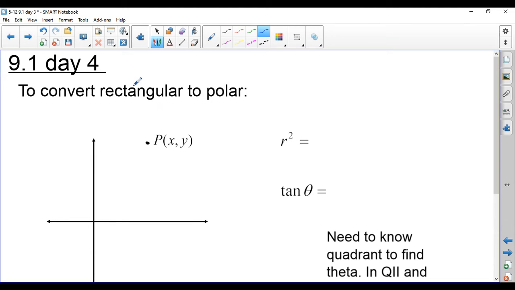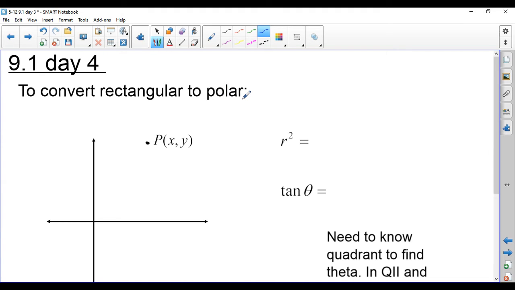Today is our last day of notes on section 9.4, polar coordinates. Tomorrow is going to be a review day, and then next week you will have a graded assignment on polar coordinates on Monday. So what we're going to look at today is converting from rectangular to polar form.